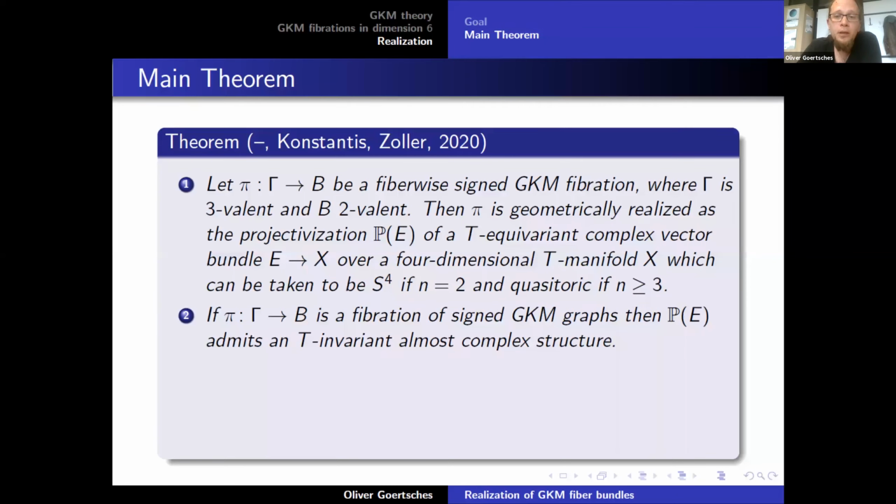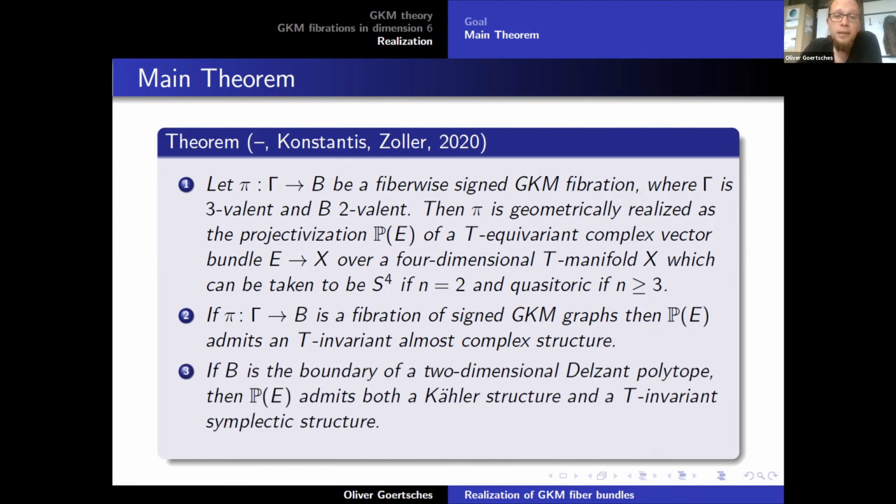And then this thing turns out to always admit an invariant almost complex structure. And if my base is of polytope type, so if it's the boundary of a two-dimensional Delzant polytope, then this projectivization admits, similar to the Eschenburg flag, Tolman's example, a T-invariant symplectic structure and a Kähler structure. And in many cases, we can do the same thing as Tolman did. We can show that this space does not admit an invariant Kähler structure.